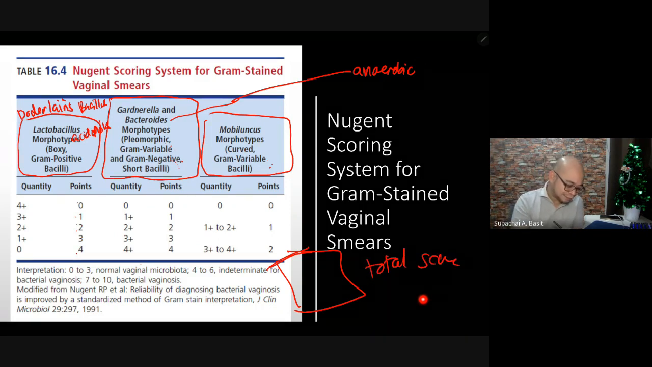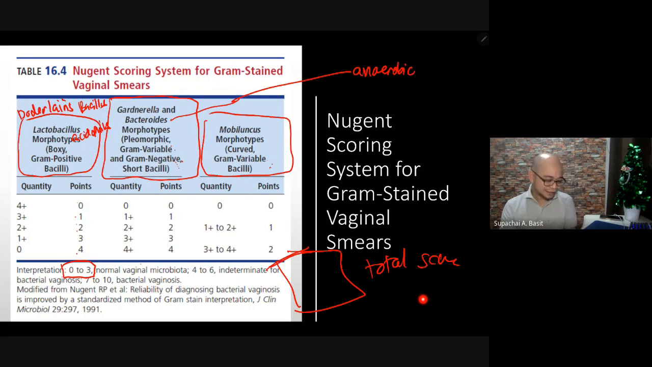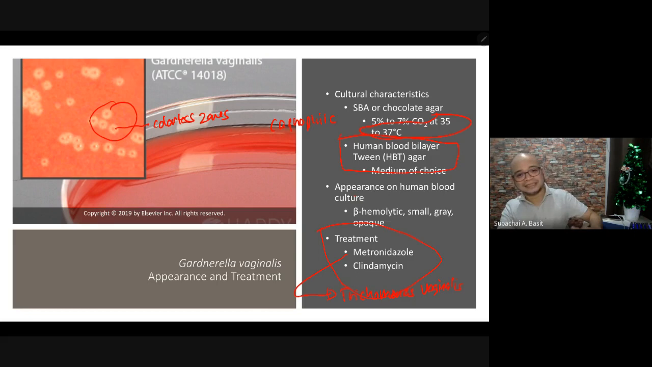If your score is between 0 to 3, that's a good thing because it means that we are referring to the normal vaginal microbiota. If the score is 4 to 6, it is indeterminate, so it means that the patient may have bacterial vaginosis. 7 to 10, bacterial vaginosis. So if it's bacterial vaginosis, then the patient would need to take metronidazole or clindamycin.